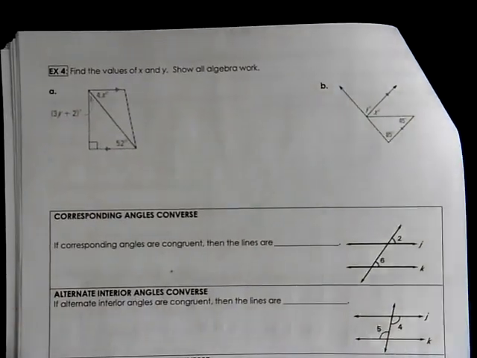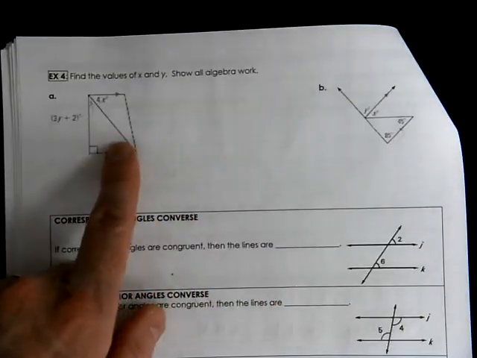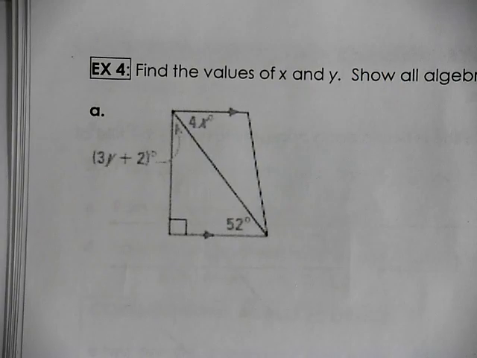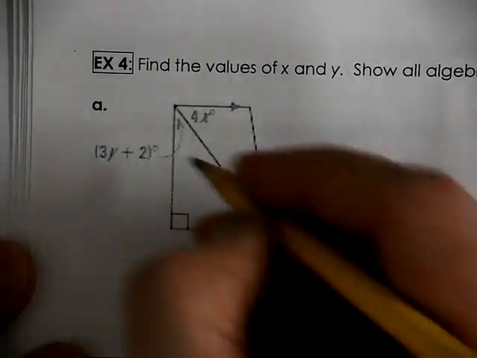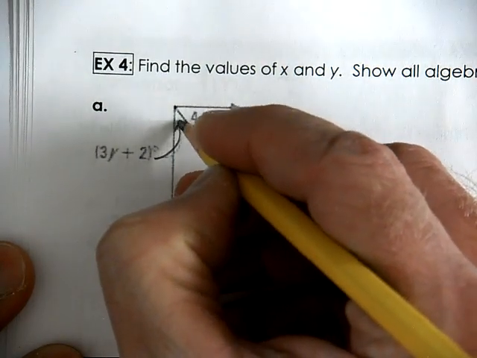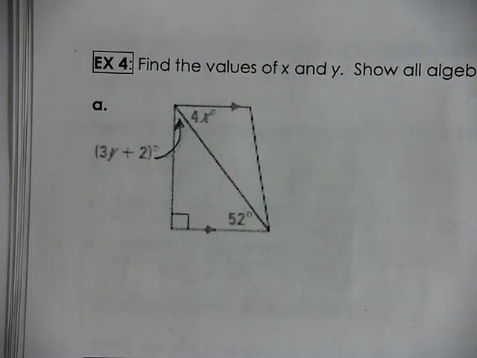Here's probably some of the toughest questions that we've got. These are little puzzles. You got to figure out the puzzle. You got to look at the relationship of the angles that you have. Notice that 3y plus 2 is this little space inside there. So we're trying to figure out what the value of x is and what the value of y is.